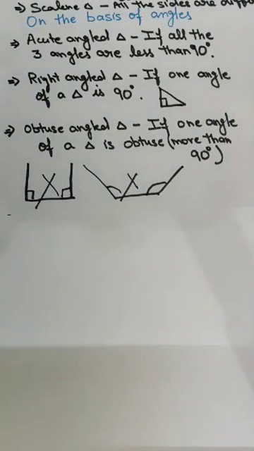So, for a right angle triangle also, only one angle can be of 90 degrees, and in an obtuse angle triangle also, only one angle of a triangle is obtuse.